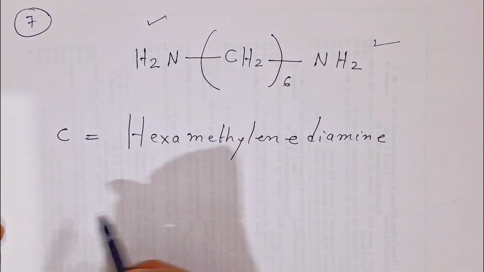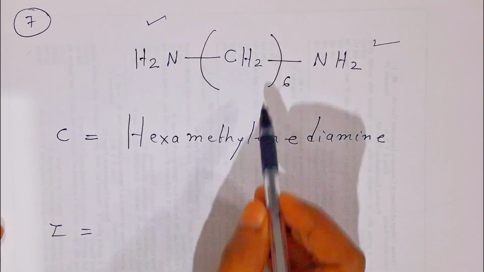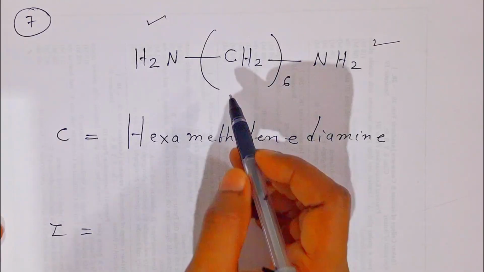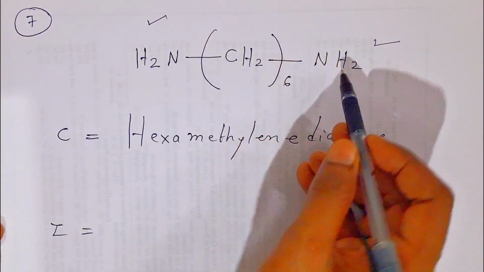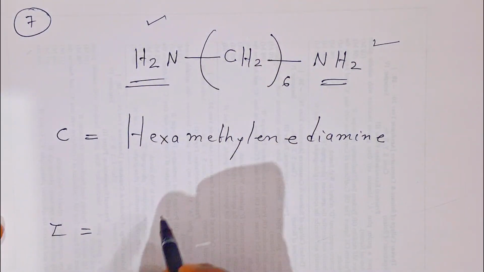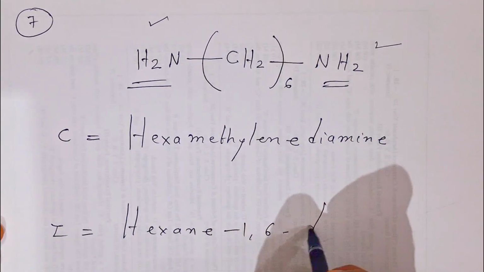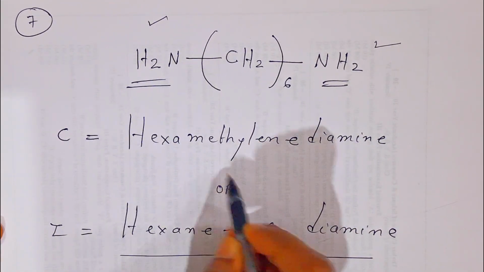Very important compound, students. What will be the IUPAC name? It is the longest chain of hydrocarbon, that is hexane, and at the 1 and 6 positions you have 2 amines, so we call it hexane-1,6-diamine, which is nothing but hexamethylene diamine.